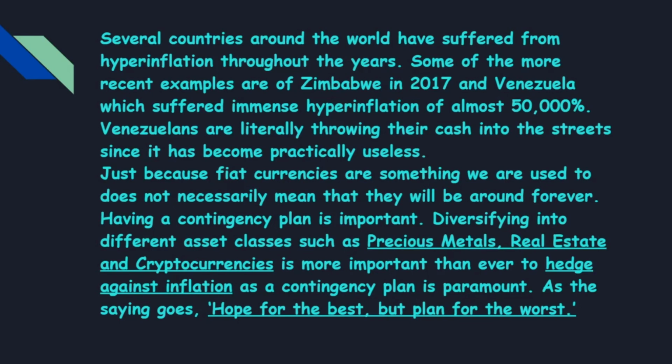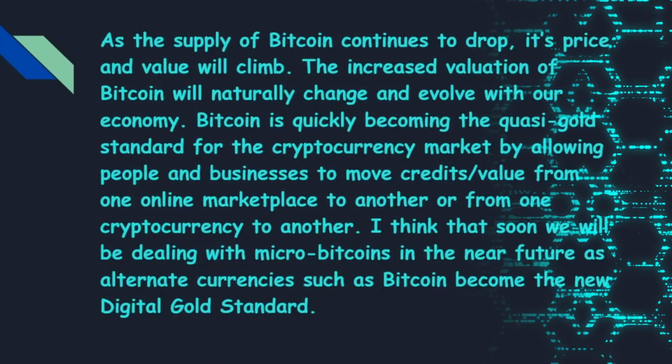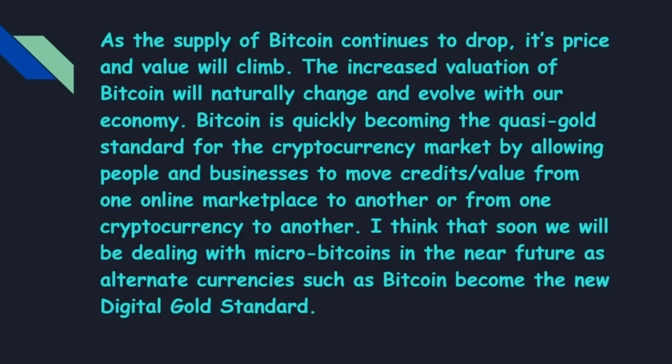Diversifying into different asset classes such as precious metals, real estate, and cryptocurrency is more important than ever to hedge against inflation, as a contingency plan is paramount. As the saying goes, hope for the best, but plan for the worst. As the supply of Bitcoin continues to drop, its price and value will climb. The increased valuation of Bitcoin will naturally change and evolve with our economy.